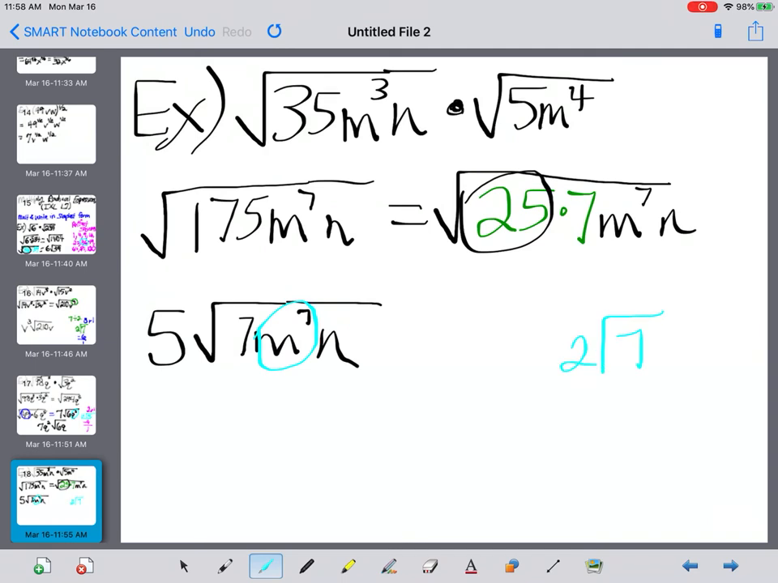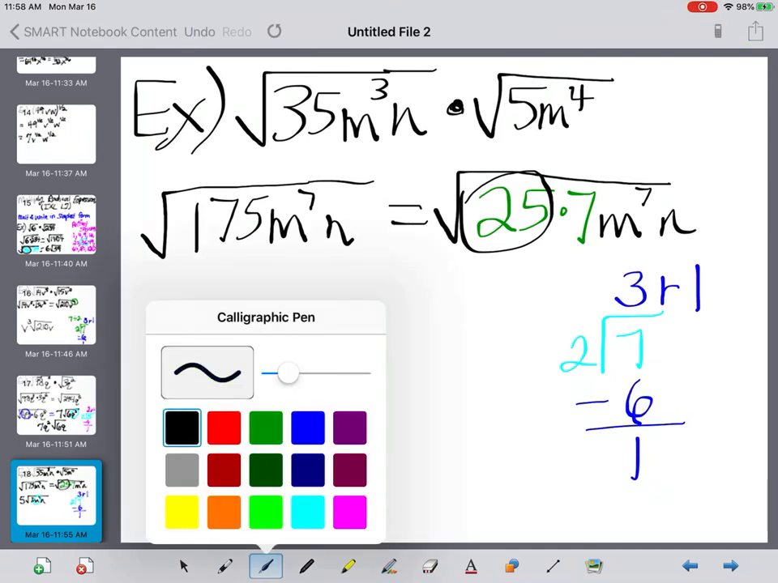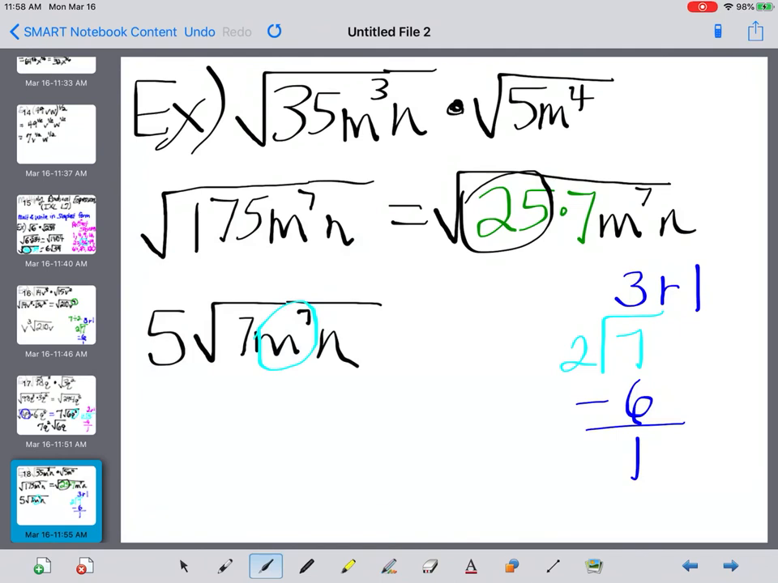One thing to note, if I had the cube root, instead of dividing by 2, I'd divide by 3. Or the 4th root, I would divide by 4, and so on. So 7 divided by 2, that is going to be 3. So 3 times 2 is 6. Subtract. So I'm going to get 3, remainder 1. So my final answer is going to be 5. I still have that 5 out there, can't forget it. So I'm going to have 5, and then m, how many came out? 3 came out. So I'm going to have 5m to the 3rd.